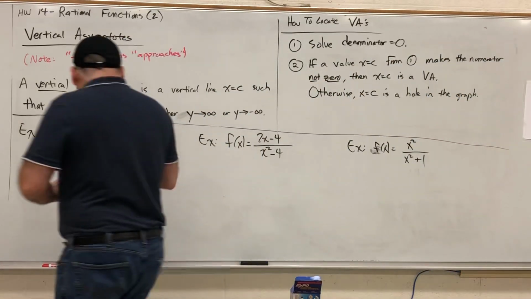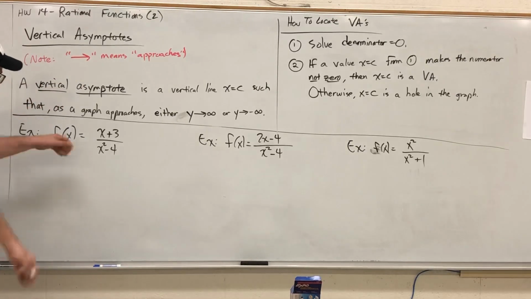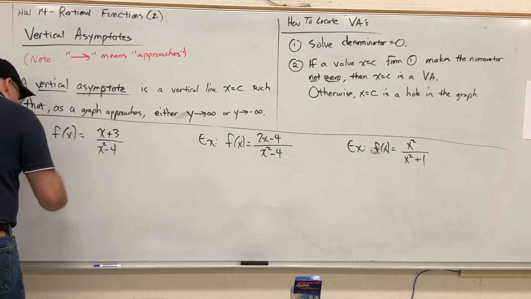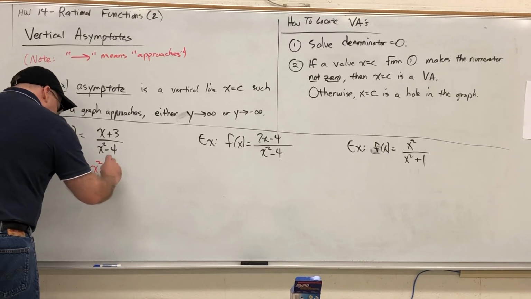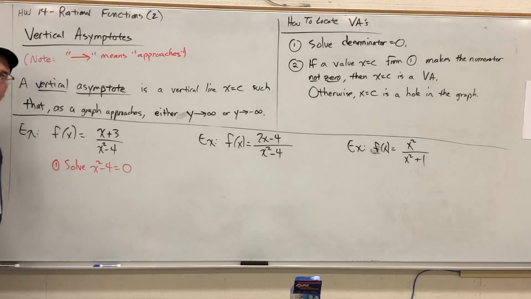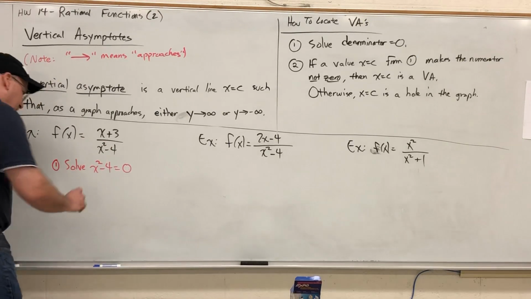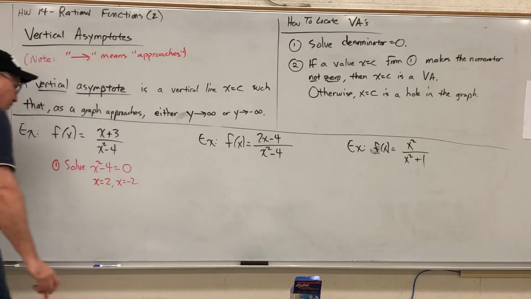So the process for locating vertical asymptotes is actually very straightforward. Let's take a look at this first example, f of x equals x plus 3 over x squared minus 4. We start by solving the denominator equal to 0, as if we were locating numbers to exclude from the domain. This is just a basic quadratic equation. You could factor it. You can move the 4 over and square root, but don't forget the plus minus. Well, we would get two solutions, x equals 2 and x equals negative 2.